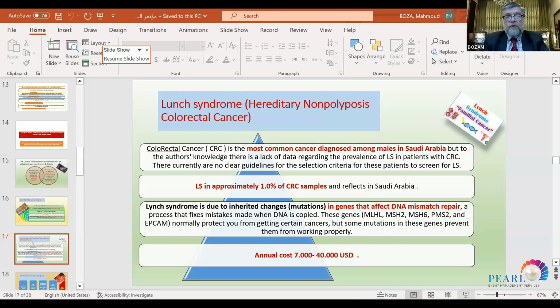Lynch syndrome, which is hereditary non-polyposis colorectal cancer, is the most common cancer diagnosed among males in Saudi Arabia, for example, in our region. In fact, it is influenced by some types of genetics, and the annual cost is related to the complications and the development of cancer later on during life. It goes from $7,000 per year to $40,000 per year for each patient.